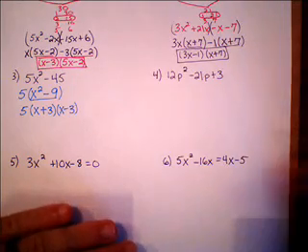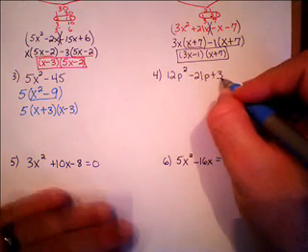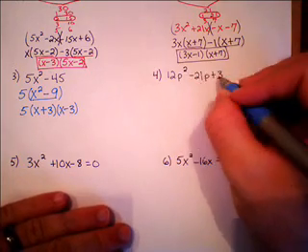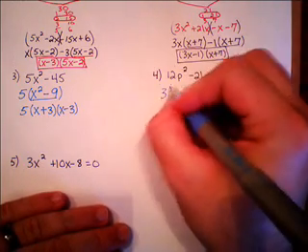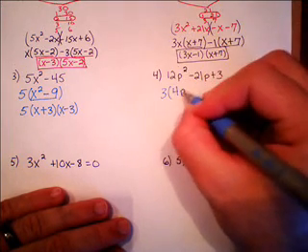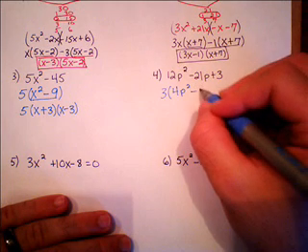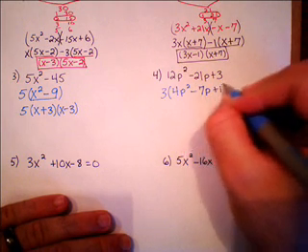Question 4. Look for a GCF. Well, between 12, 21, and 3, I know 3 is my smallest number, and 3 goes into all of those. So if I take a 3 out, I'm going to have 4p squared minus 7p plus 1.